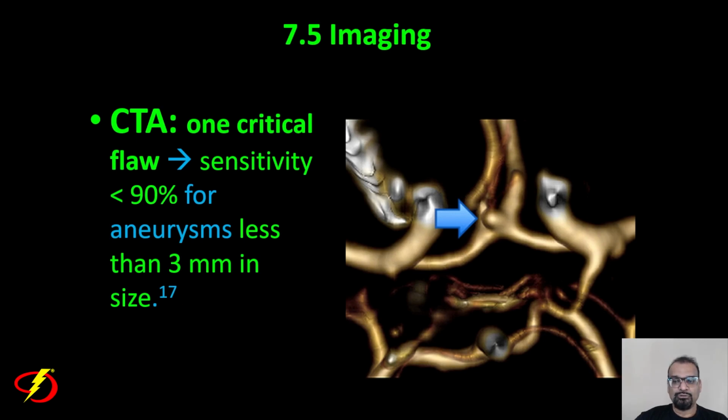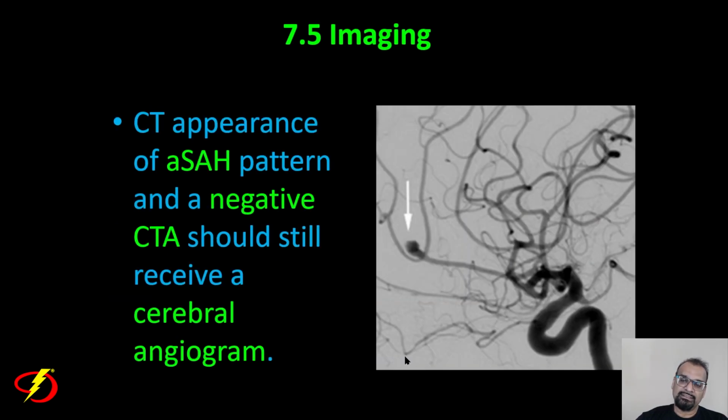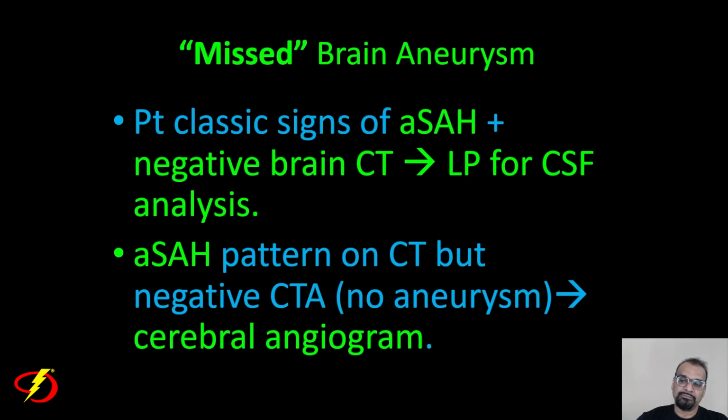However, CTA has one critical flaw, and that is its sensitivity is less than 90% for aneurysms 3 millimeters or less in size. So for small brain aneurysms, we can't really rely on CTA. The CT appearance of aneurysmal subarachnoid hemorrhage with a negative CTA should warrant a cerebral angiogram. So if there's aneurysmal subarachnoid hemorrhage on CT, but the CTA is negative, you still need a cerebral angiogram to look for those smaller aneurysms.